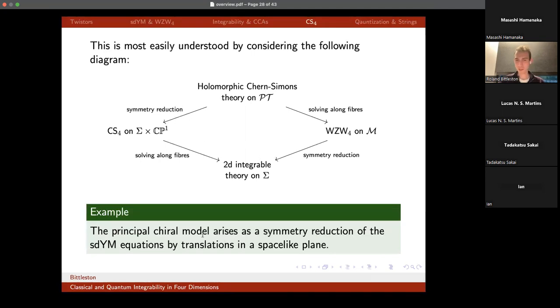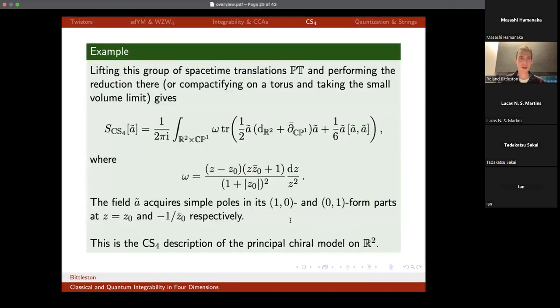And so the simplest example is the principal chiral model. It arises as symmetry reductions of the self-dual Yang-Mills equations along a space-like plane. If you apply that to holomorphic Chern-Simons theory on twistor space, and the way one should really do this is you should compactify on a torus and take the small area limit, I guess. That takes you to this action, a pretty weird looking thing. This is precisely 4D Chern-Simons theory.